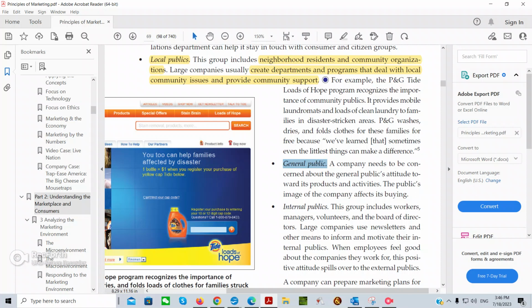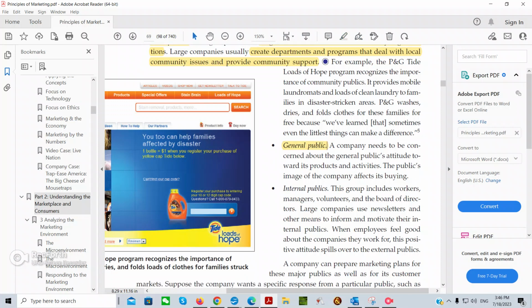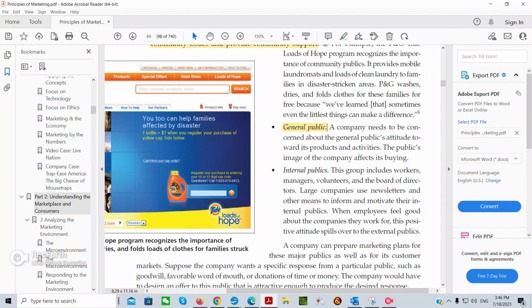Now, the next one is your general public. Companies need to be concerned about the general public's attitude towards products and activities. The public's image of a company affects its buying. That's the reputation, that's the image.